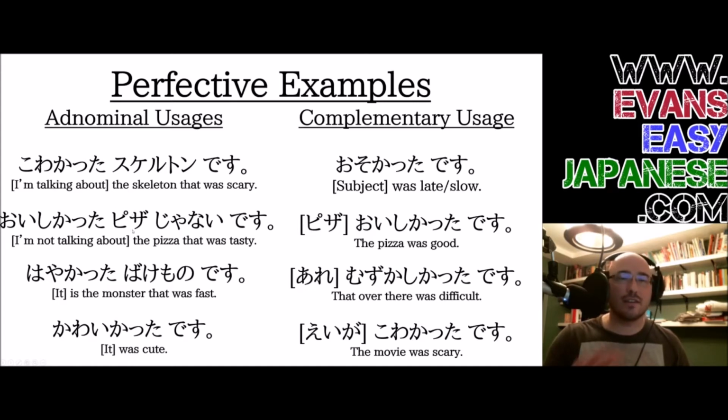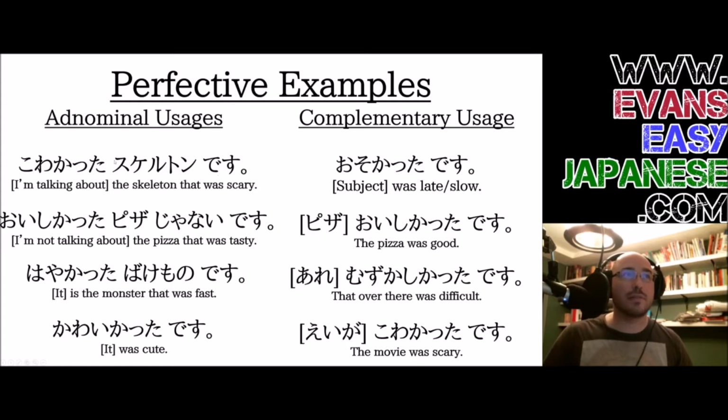Oishikatta pizza janai desu yo. Oh, don't worry. It wasn't the one that tasted good. The pizza that I'm talking about is not the pizza that was tasty. Oh, which one had the cockroach on it? Oh God, I hope I didn't eat it. Oh, don't worry. Oishikatta pizza janai desu. The pizza that I am talking about is not the pizza that was good. Okay, that's what's happening in these situations, okay?